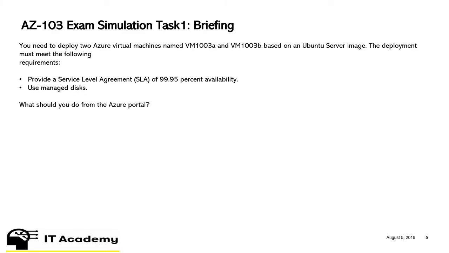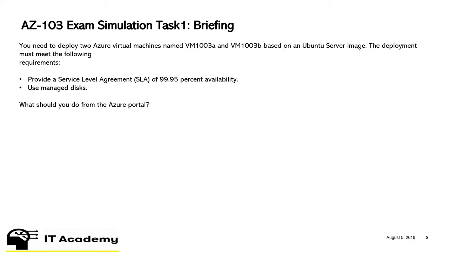You need to deploy 2 Azure virtual machines named VM1003A and VM1003B based on the Ubuntu server image. This deployment must meet the following requirements. We must provide a service level agreement of 99.95%, and we also must use managed disks. What should we do in the Azure portal? So the first thing we need to do is just go through and break down that task and try and build up an understanding of exactly what the question is asking us to do.